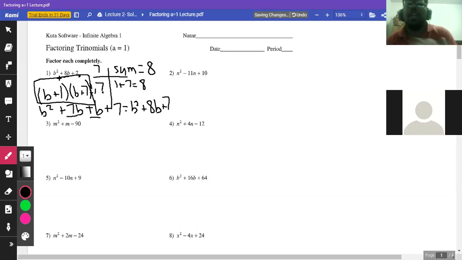Okay, looking at number 2, I want to find 2 numbers that multiply to give me positive 10, and when I add them together, give me negative 11.